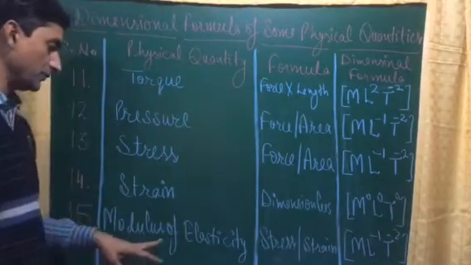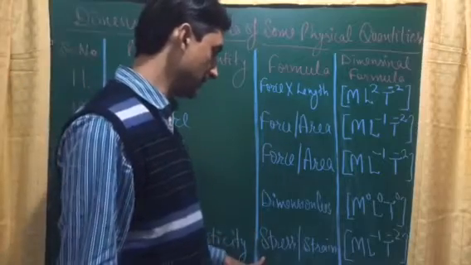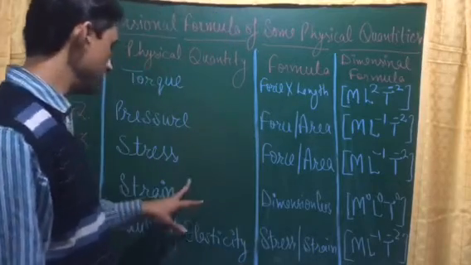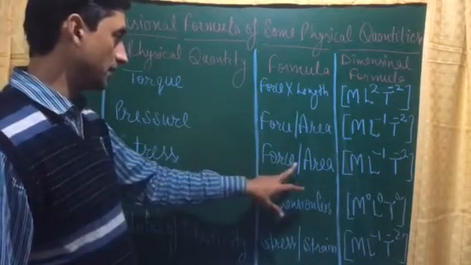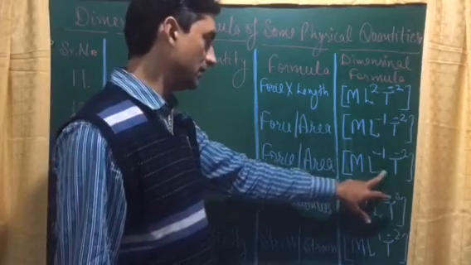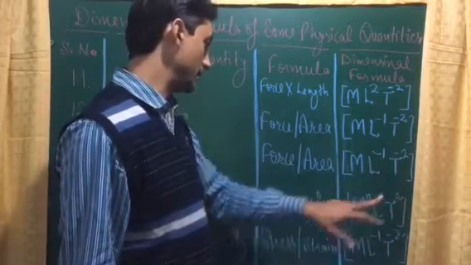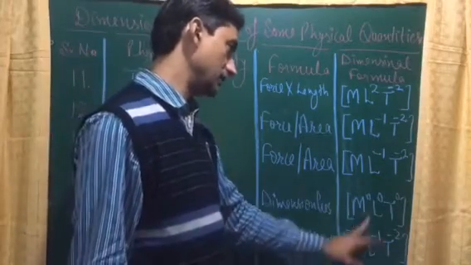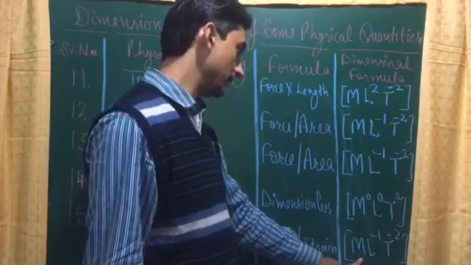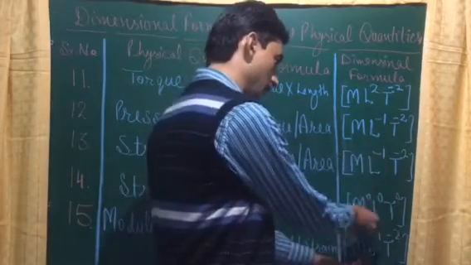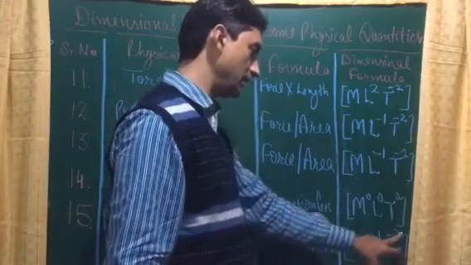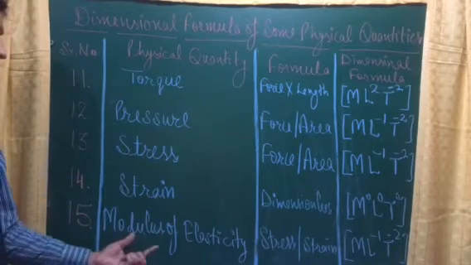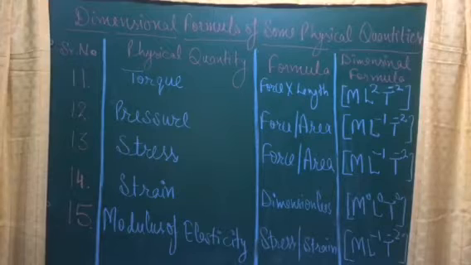Next is modulus of elasticity. So modulus of elasticity is stress upon strain. The formula of stress we found here, force upon area, that is M L minus 1 T raised to power minus 2. Upon strain, which is dimensionless, so the same: M raised to power 1, or M L minus 1 T minus 2 is the dimensional formula of modulus of elasticity. So note down please.